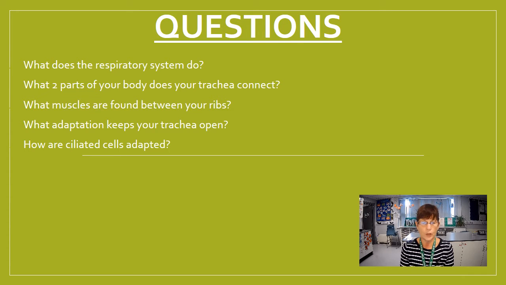Then there's some questions to answer. The questions are: what does the respiratory system do? What two parts of your body does the trachea connect? What muscles are found between your ribs? What adaptation keeps your trachea open? And how are ciliated cells adapted? So have a go at answering those now.